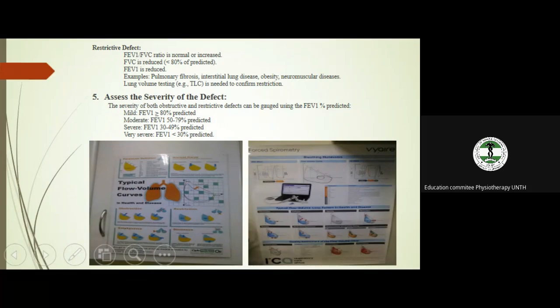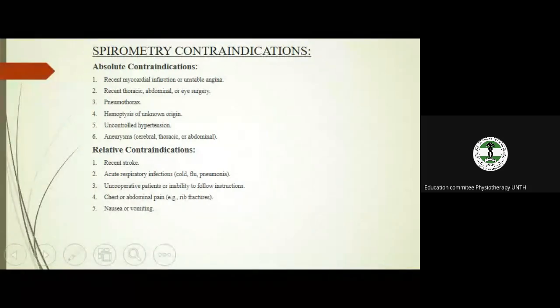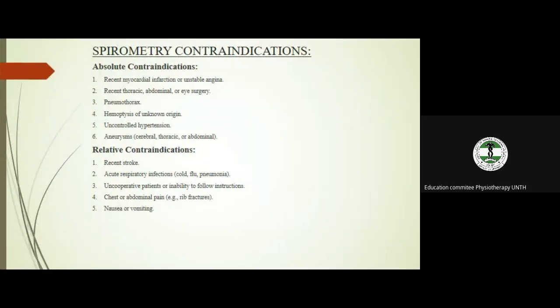Then the contraindications. There are absolute contraindications: recent myocardial infarction or unstable angina, recent thoracic, abdominal or eye surgery, pneumothorax, hemoptysis, uncontrolled hypertension, aneurysm, cerebral, thoracic or abdominal. All these things, when you have myocardial infarction, you don't do spirometry on a patient. When you have pneumothorax, you don't do it.